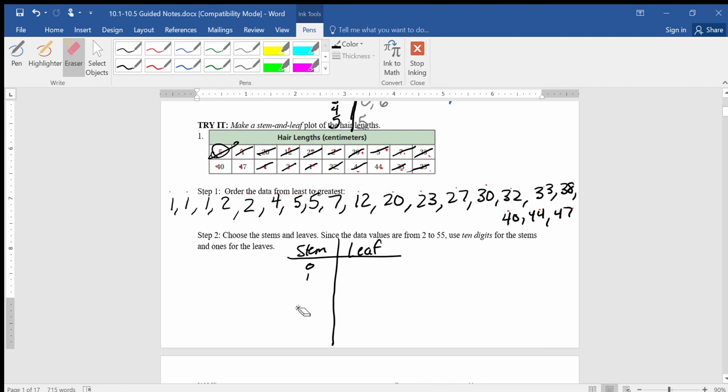Since we don't need the 5 because there's no numbers in the 50s, I'm going to space these out a little more, like this. Okay, so that's another reason why we should order our numbers from least to greatest, because then it helps us set up our stem and leaf plot correctly as well as efficiently. Because we don't want extra numbers if we don't need them.